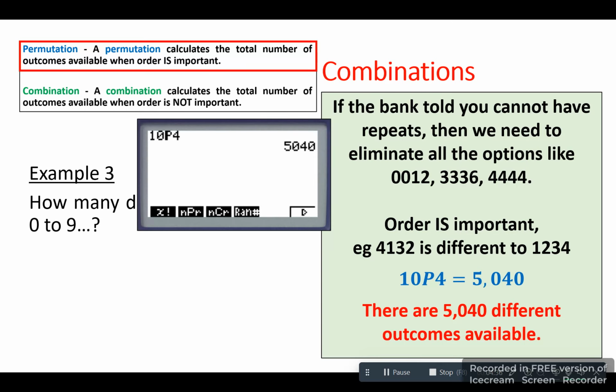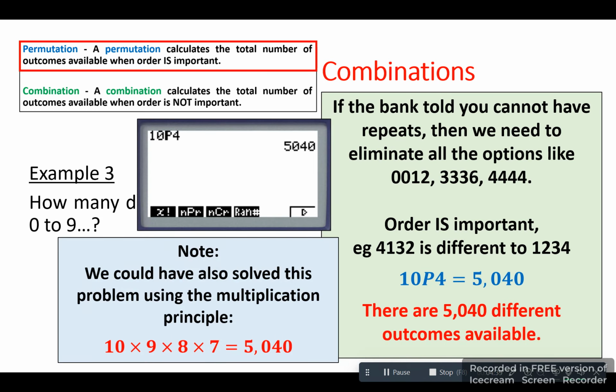Now, we could have solved the same problem using the multiplication principle, because we could have just said there are 10 numbers for the first digit, but because we can't repeat, there's now only 9 for the second, and 8 for the third, and 7 for the fourth, giving us the same answer.